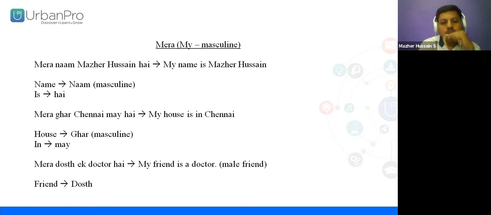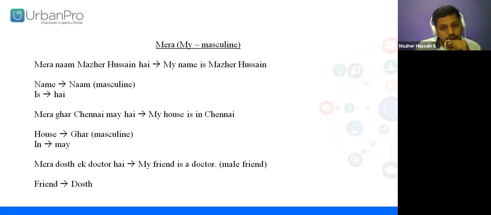Now the next sentence is Mera ghar Chennai mein hai. Here ghar is house. And again, ghar is masculine, so it is not feminine. As I mentioned before, in Hindi we have gender for objects also, because we have gender for people.